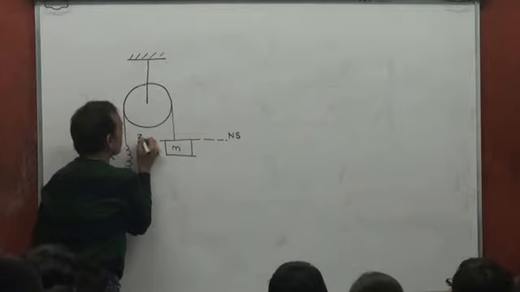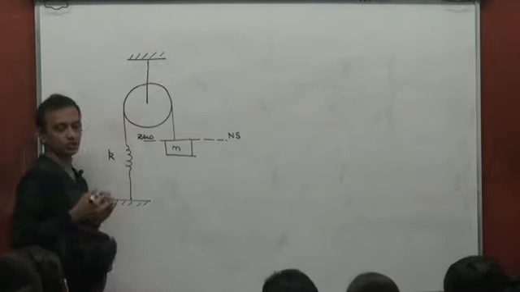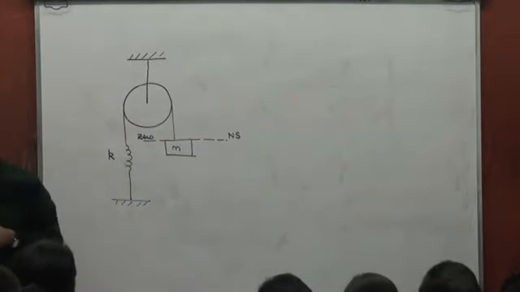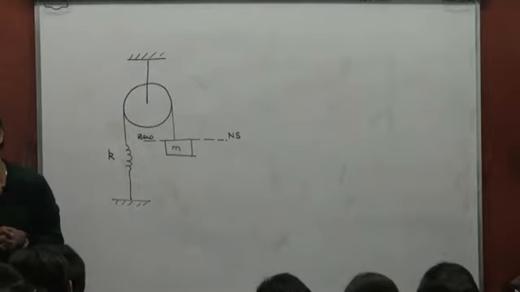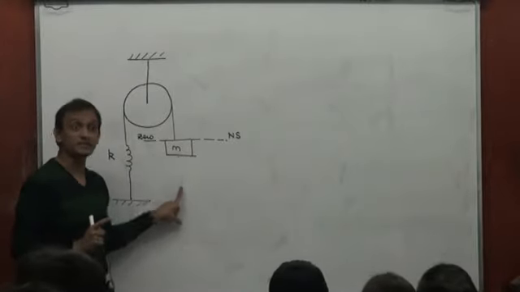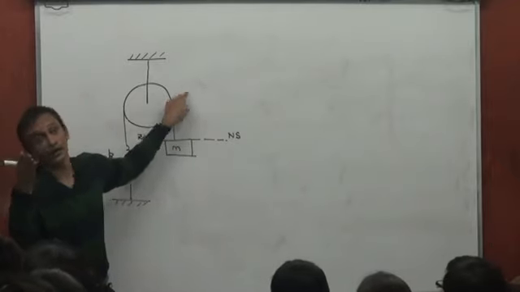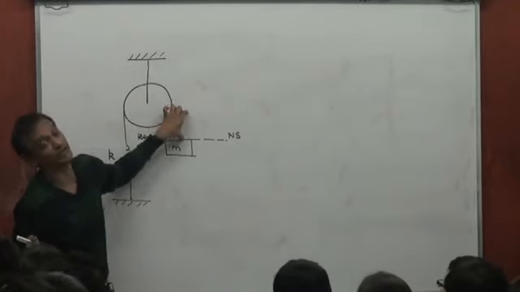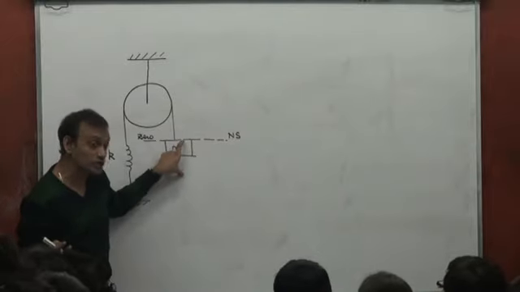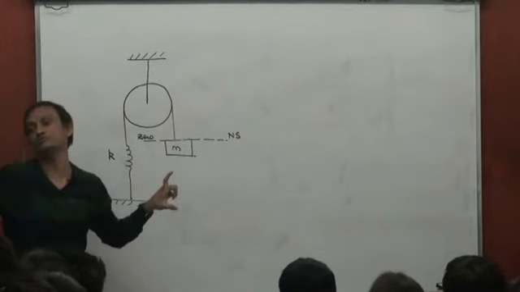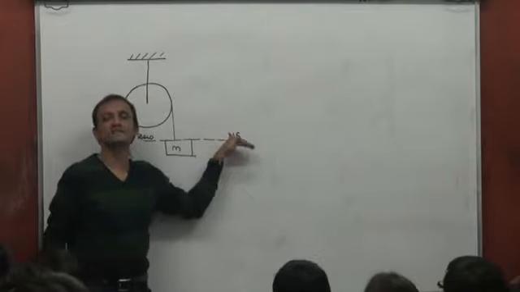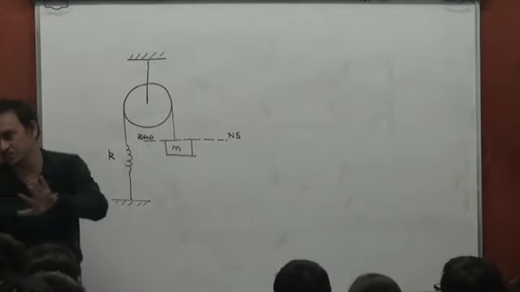And I can call it the zero of potential energy of the mass M. The mass M has gravitational potential energy. When the mass is, let's say, 5 units above this, it will have potential energy mg into 5. If it's 5 units below this, its potential energy would be minus mg into 5, if I choose this as my zero of gravitational potential energy. Right?